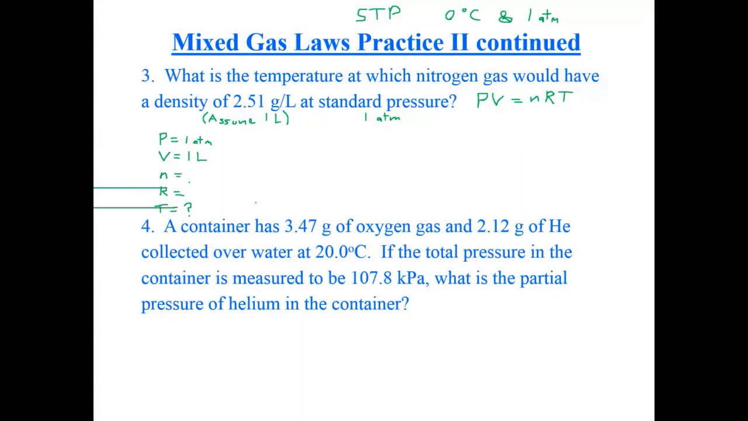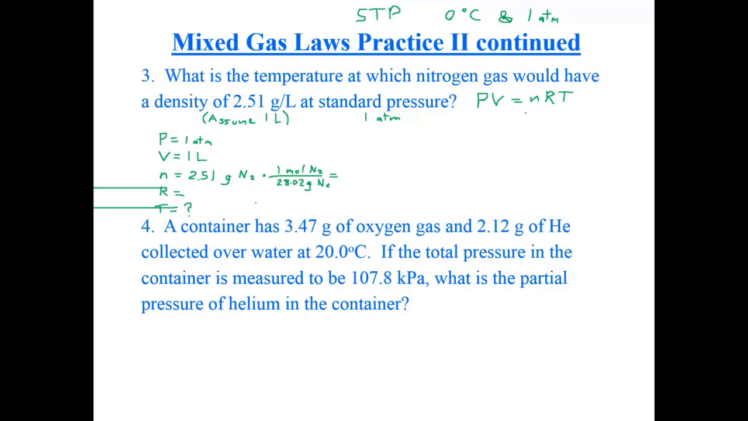Now for the number of moles of gas, because I assumed 1 liter, that means I have 2.51 grams of nitrogen gas, which of course is N2. And then I can just go ahead and use the molar mass of N2, which is 28.02. And then I can convert that to 1 mole of N2. And so if I do that, then I can solve for what the temperature would be based on that.